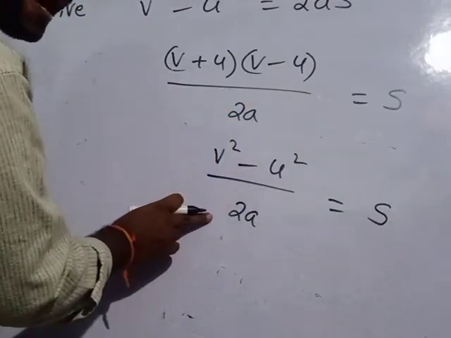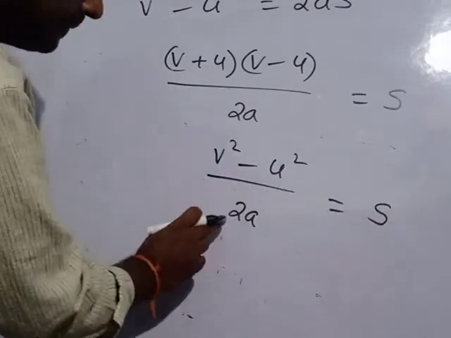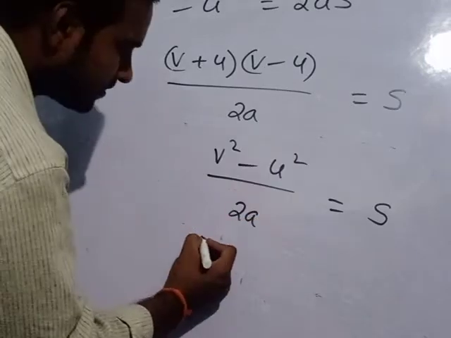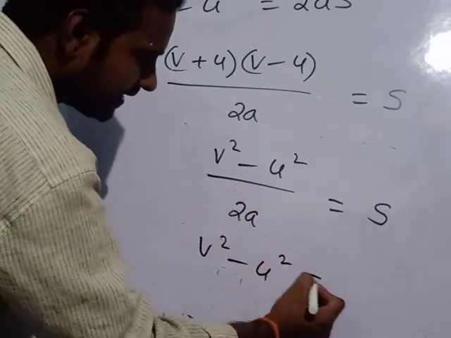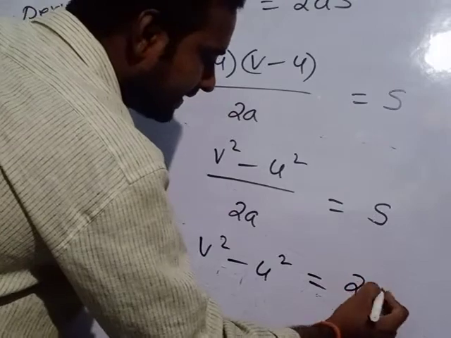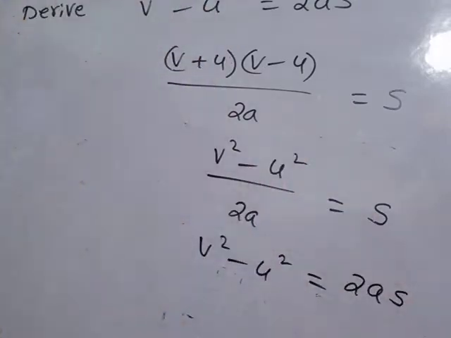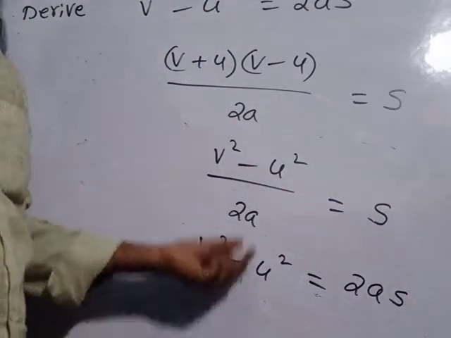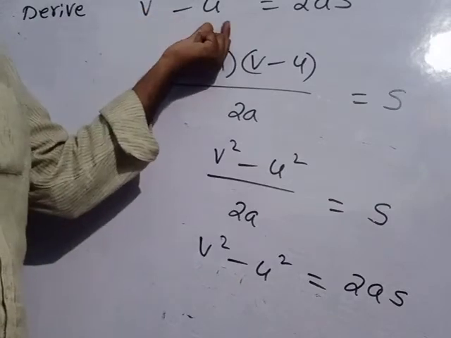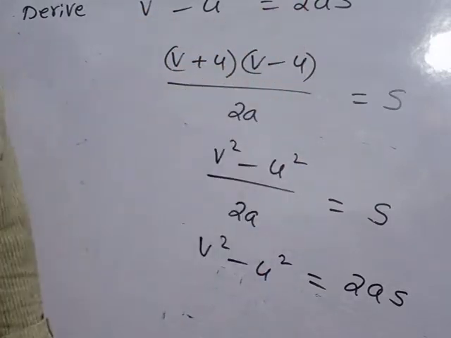Now again transpose 2A to RHS. Again here division is there. Transfer means it becomes multiplication. So V square minus U square is equal to 2AS. Okay, clear all of you? So this is the third equation. V square minus U square is equal to 2AS.